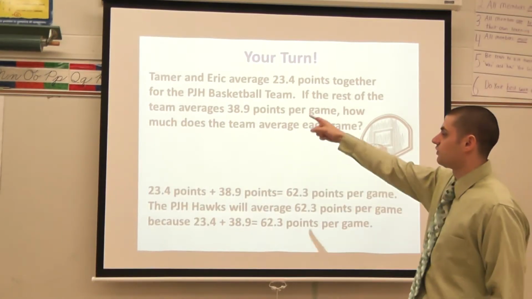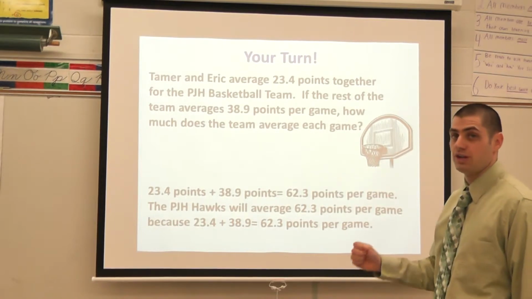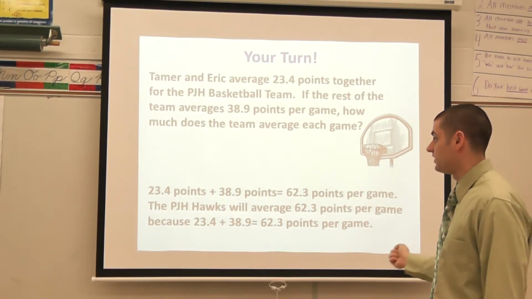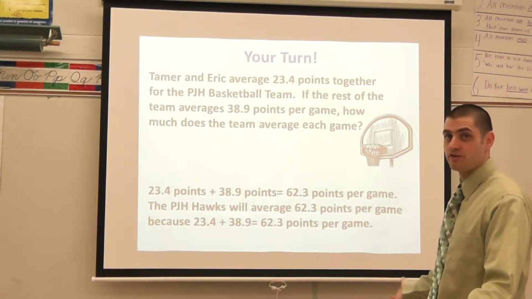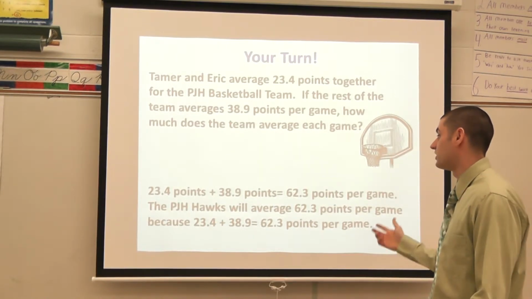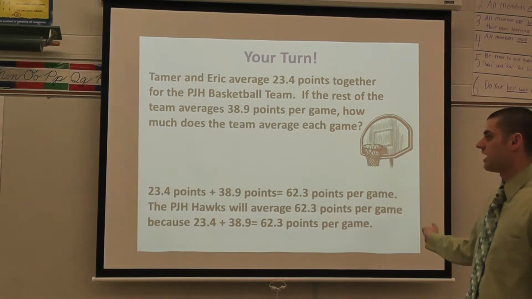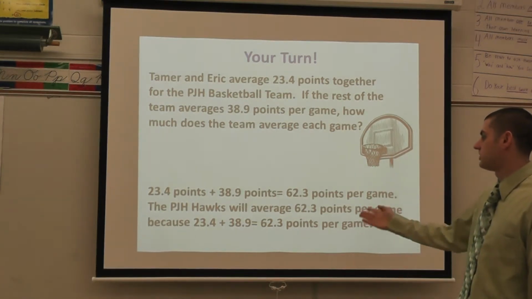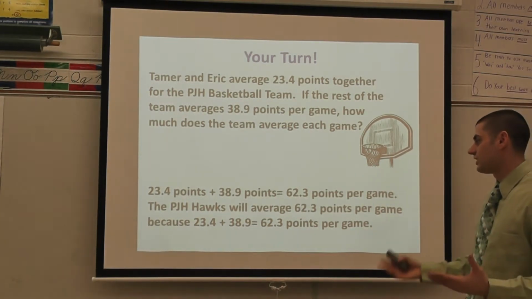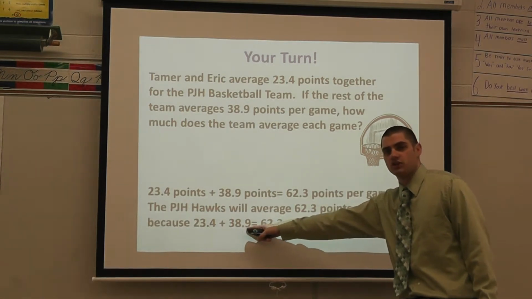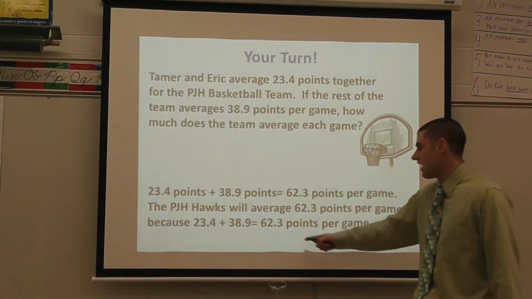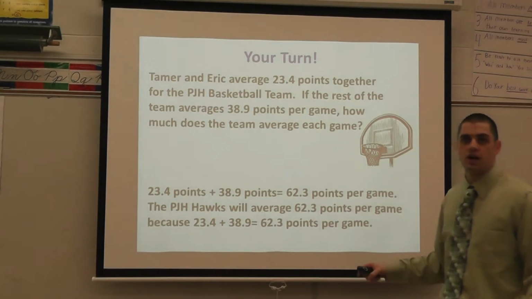So I'm going to take what Tamer and Eric average, which is 23 and 4 tenths points per game, plus what the rest of the team averages, which is 38 and 9 tenths points per game, which is going to equal 62.3 points per game. The Prairie Junior High Hawks will average 62.3 points per game because, and I've shown my work here, there's my number sets, I've added it out, and I've put my unit on the end.